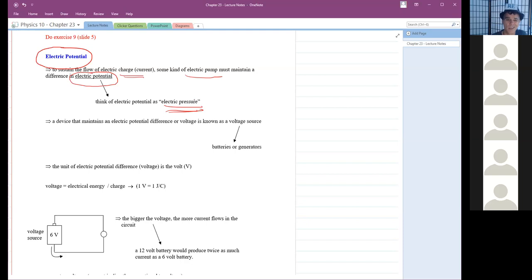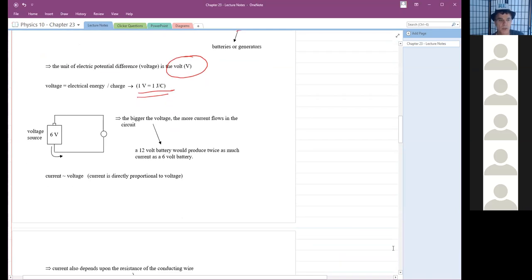So what is a voltage source? A voltage source is just something that's maintaining this difference in quote unquote electric potential. So in essence, a battery or a generator. Now we measure voltage in the units called volts. And I mentioned before, 1 volt is 1 joule per coulomb. But do not worry about that. Again, just know that more volts ultimately is going to mean more current.